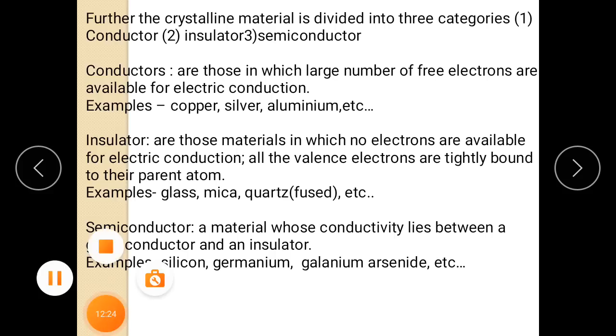Okay, these are the classification of crystalline material. So the crystalline materials are classified into three categories: conductors, insulators, and semiconductors. This classification is based on their electrical properties.